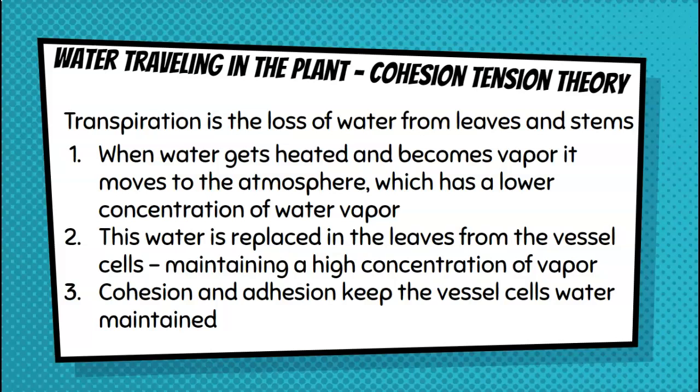When the water vapor from in the leaf moves to the atmosphere, that water needs to be replaced. So the leaf pulls the water from the xylem. As the leaf pulls the water from the xylem, now the water in the xylem needs to be replaced. So through cohesion and adhesion, again, cohesion is water sticking to water, adhesion is water sticking to anything else. In this case, water sticking to the walls of the xylem. So through that, water is continuously pulled up from the roots into the xylem and then into the leaf.